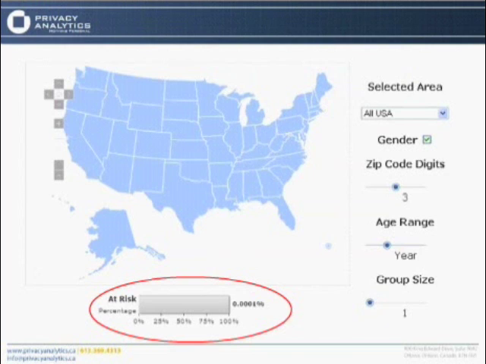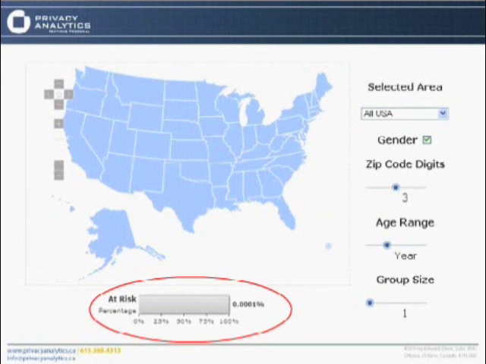So here's an analysis based on census data again, and so this is for all of the U.S. And here we're looking at gender, ZIP3, and year for the whole population. So this demographic information, with ZIP3 and date of birth reduced to year, is compliant with Safe Harbor, and 0.0001% of the population is unique on those 3 values. So that's very small if you meet the requirements in Safe Harbor.